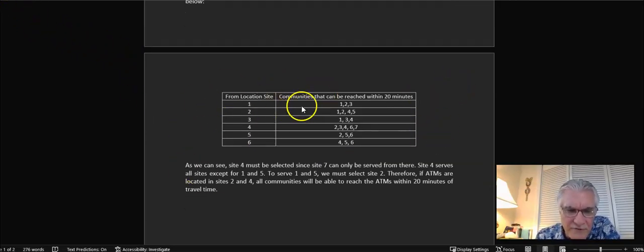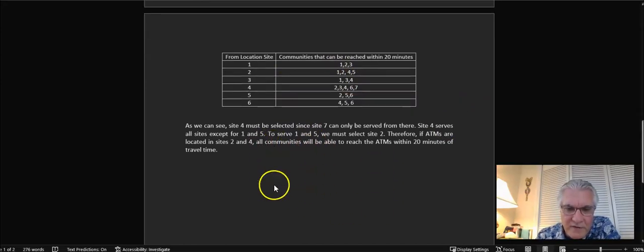Then you manually scan down through the communities that can be reached within 20 minutes. And you realize that if you were to pick sites 2 and 4, 4 would get you 7, but 4 also gets you 2, 3, 4, and 6. And 2 gets you 1, 2, and 5. So if you notice, if you took 2 and 4 with all the communities they serve, it basically covers everything. There's no other communities missing. So the goal can be met to reach any of those communities within 20 minutes from sites 2 and 4.